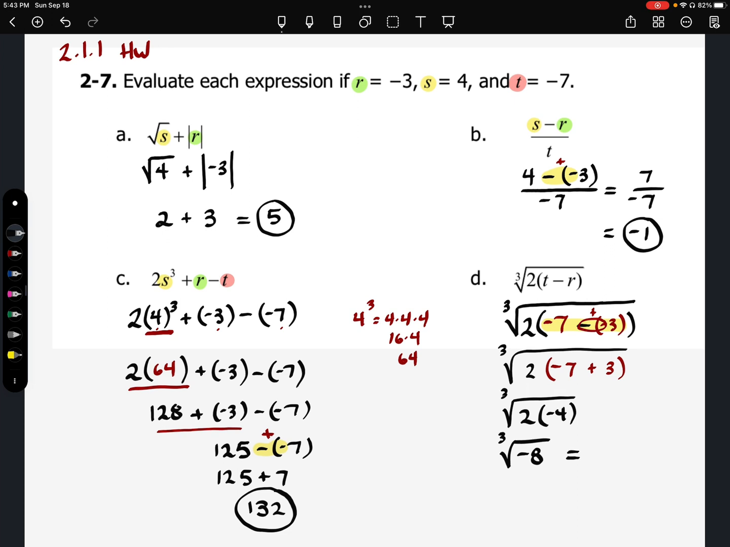Remember, when we're looking for the cube root of something, we're looking for what times itself 3 times gives us that value. In this case, we know that -2 times -2 times -2, right? -2 times -2 is 4, times -2 gives us -8. So we know that the cube root of -8 is going to be -2. And that is our answer.